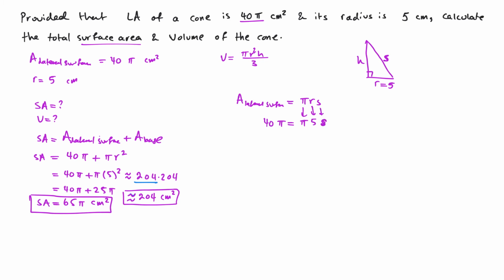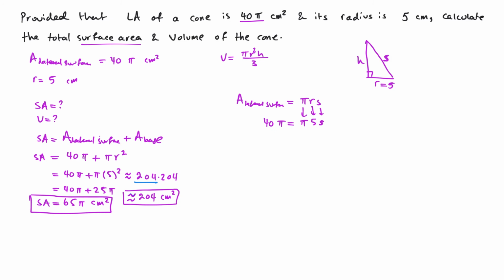You can see that my s and 5s are very similar, so it's going to be a little bit challenging to distinguish between them, but I'll try to write it so it looks slightly different. So here I have one equation and one unknown, and that unknown is s. On the right-hand side, s is being multiplied by 5 and pi. So in order to isolate s, I'm going to divide both sides by 5 pi.